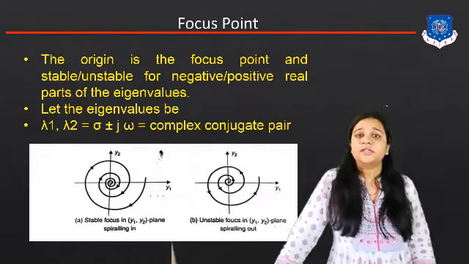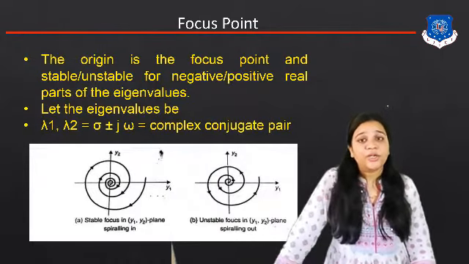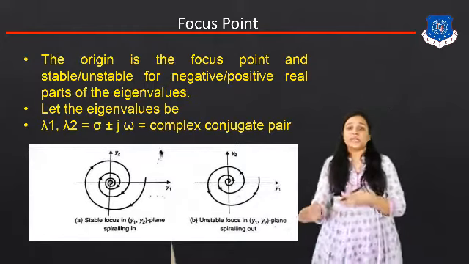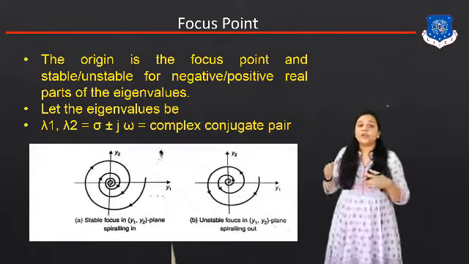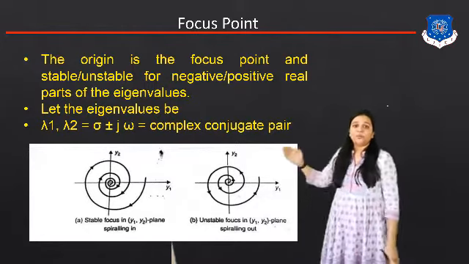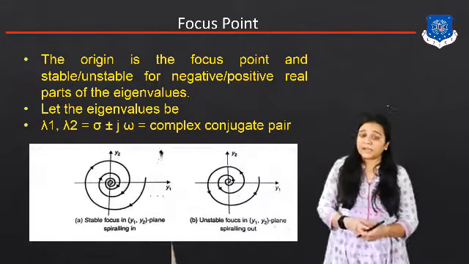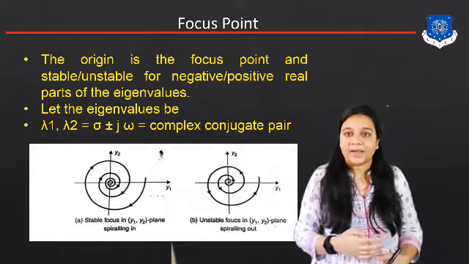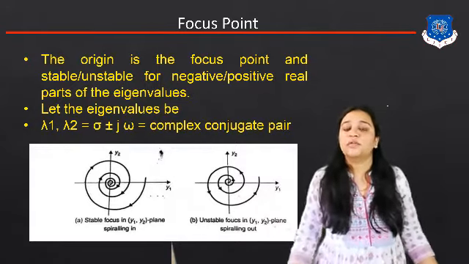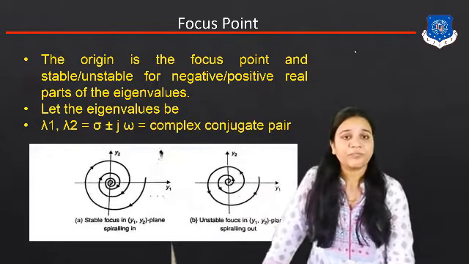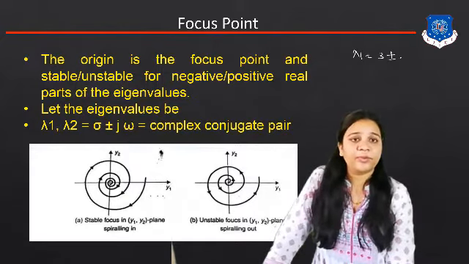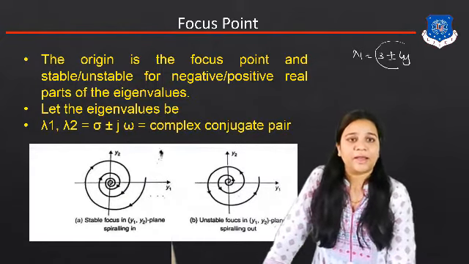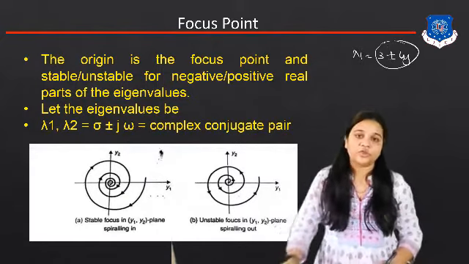Okay, the next is the focus point. The origin is the focus point, and it is stable or unstable for negative or positive real parts of the eigenvalues. If we get the value of lambda as a complex pair, like lambda1, lambda2 equal to 3 plus or minus 4j, we can get this type of value. So we can get some complex pair eigenvalues.